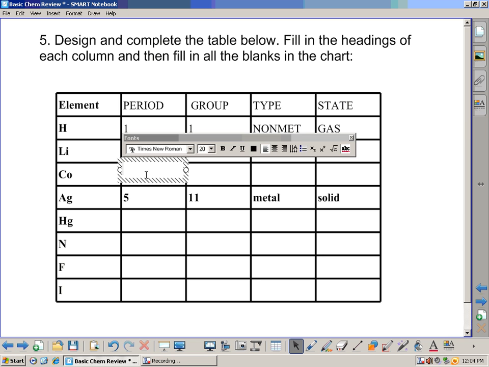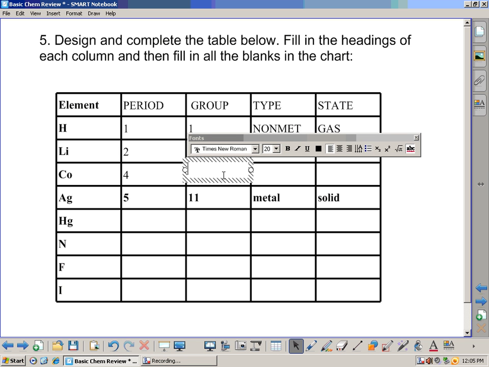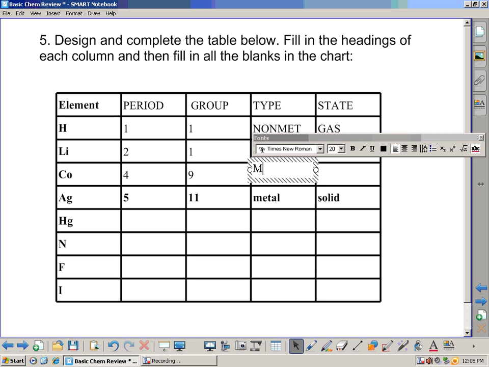Let's do one more. Co is cobalt. And if you look at Co on the periodic table, it's number 27. It's going to be right in the middle of the table. It's going to be in period 4, group 9. It's to the left of the stairs, so it's a metal.